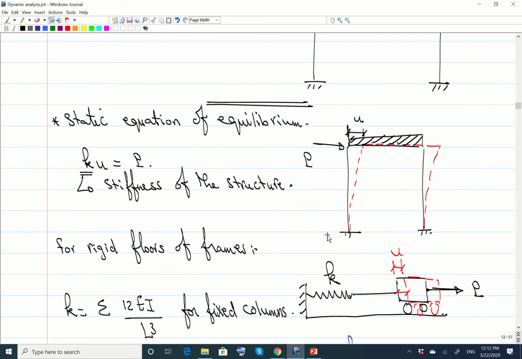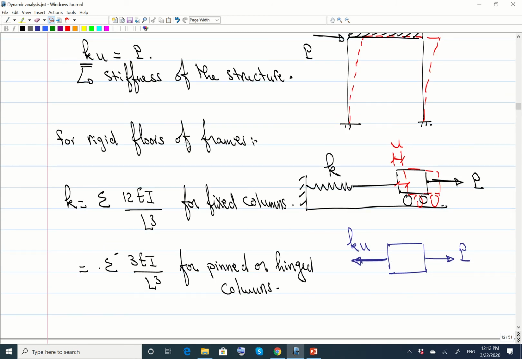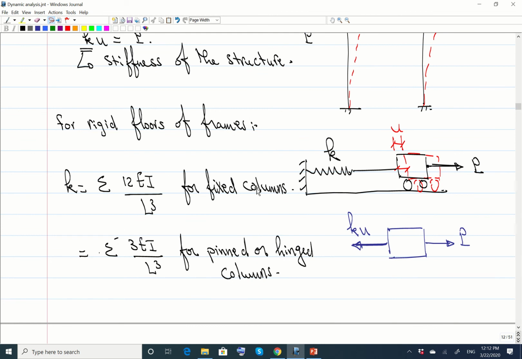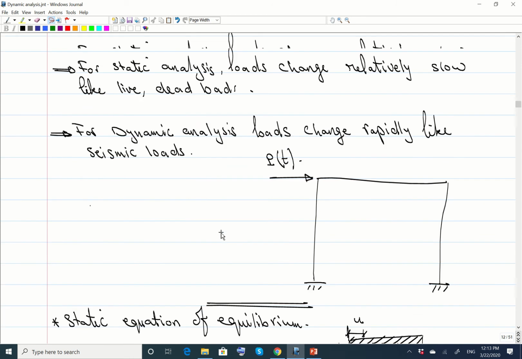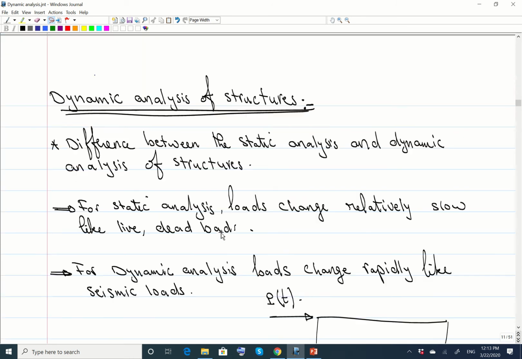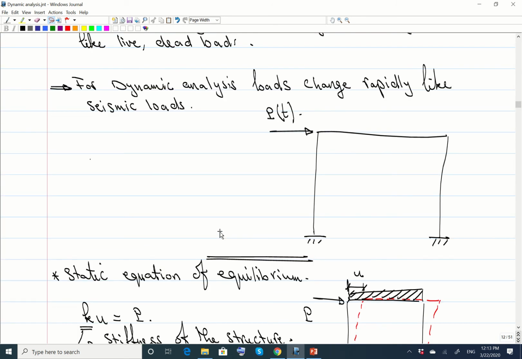And you learned that for rigid frames, K is equal to the summation of 12 EI divided by L cubed for fixed columns, or 3 EI divided by L cubed for pinned columns. But on the other hand, this is static analysis, the static equation of equilibrium.